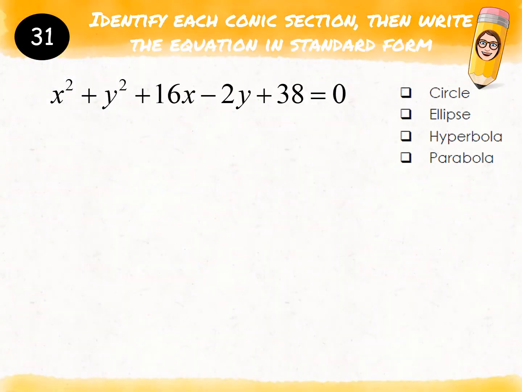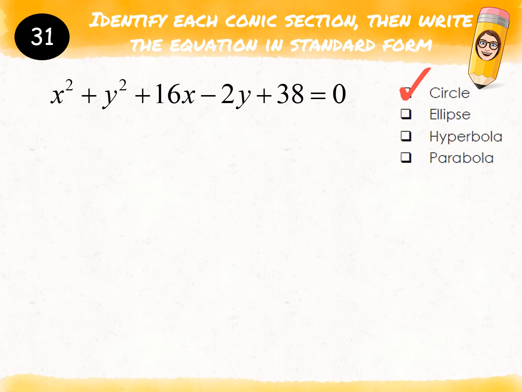Let's jump to example 31. First, let's identify the type of conic. Things I notice, I see x squared and y squared and a plus sign. So it's either a circle or an ellipse today. They both have the same factor of 1. Therefore, it's a circle. Now let's go through our steps.